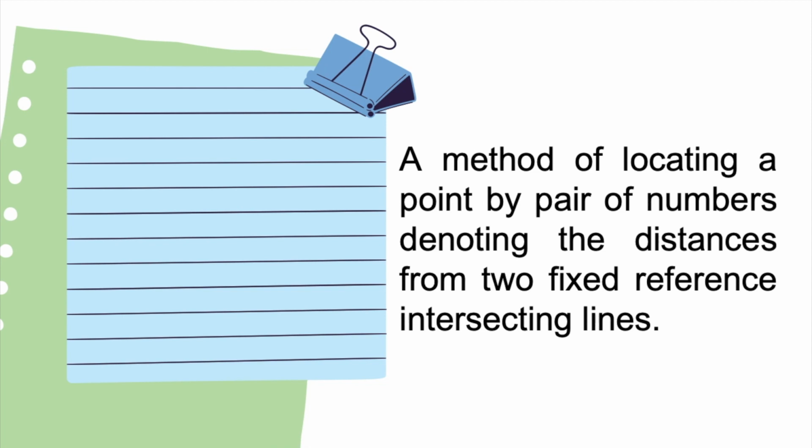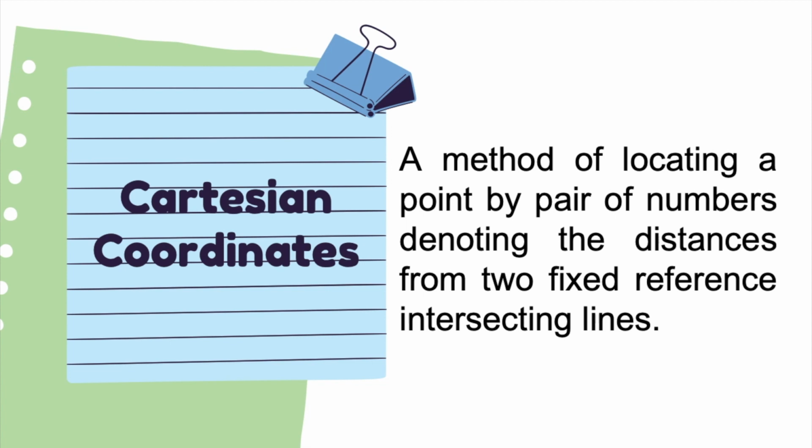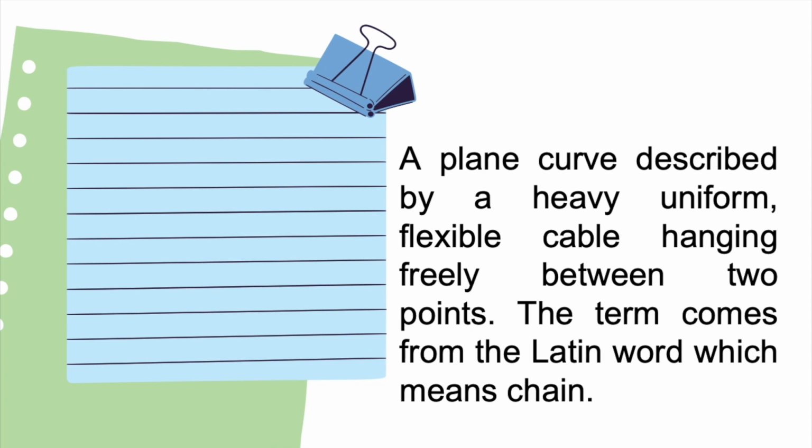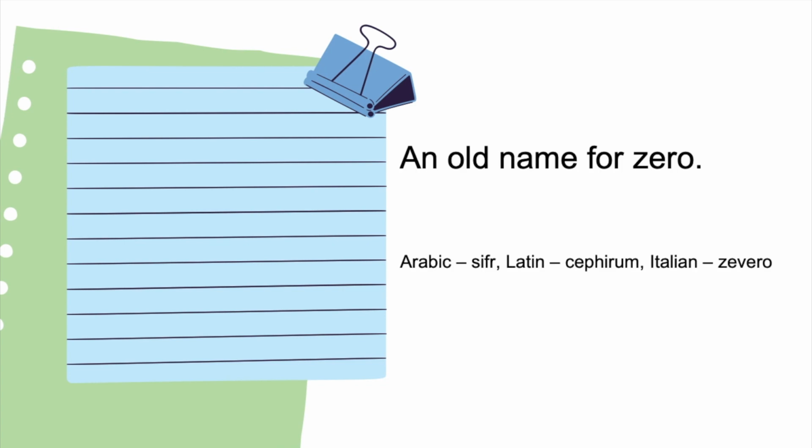A method of locating a point by pair of numbers denoting distances from two fixed reference intersecting lines. Cartesian coordinates. A plane curve described by a heavy uniform, flexible cable hanging freely between 2 points. The term comes from the Latin word which means chain. Catenary. An old name for zero. Cipher.